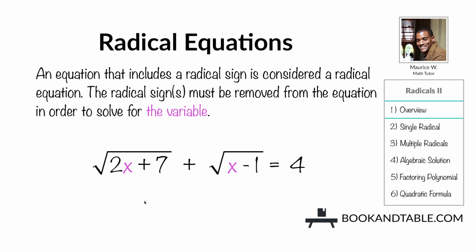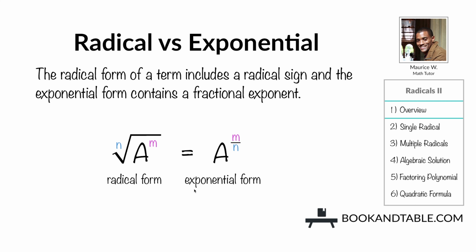This would also be an example of a radical equation. The square root of 2x plus 7 plus the square root of x minus 1 is equal to 4. So I'll walk through how to go about solving each of these types of radical equations. But before we jump into that, we first need to discuss the difference between radical form and exponential form.